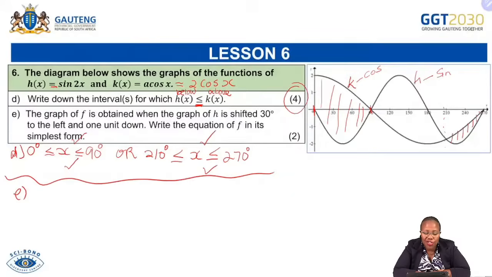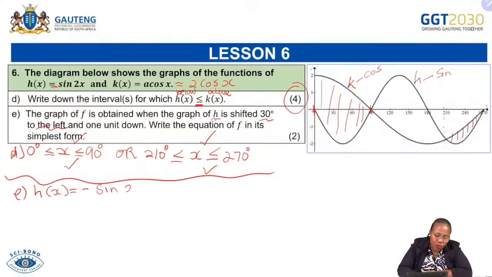And then for number E: the graph of f is obtained when the graph of h is shifted 30 units to the left. We will take the graph of h. What is the graph of h? h at x equals minus sine 2x. You are shifting this 30 to the left. When you shift to the left, it will be plus 30 degrees. You are shifting only on x, so it will be minus sine 2 times (x plus 30 degrees).